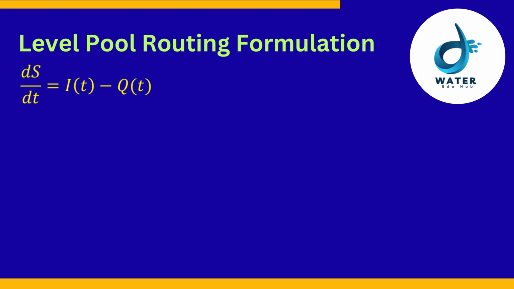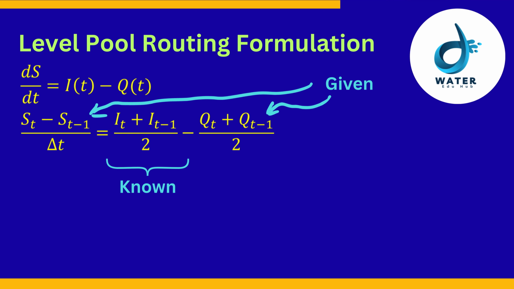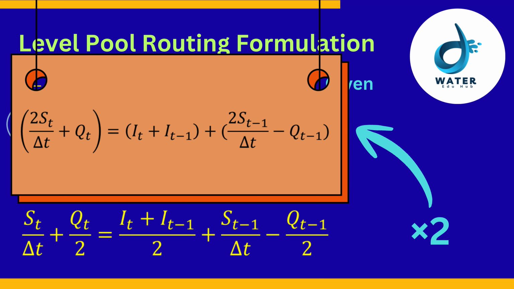Now let's get back to our continuity equation and rewrite it in a discrete form. In a reservoir routing problem, inflow is known. On the other hand, we generally know the initial values of storage and outflow. That means for the first time step, the continuity equation has two unknown values of S_t and Q_t. Let's bring all unknown variables to one side of the equation. Now, let's multiply both sides of this equation by 2.